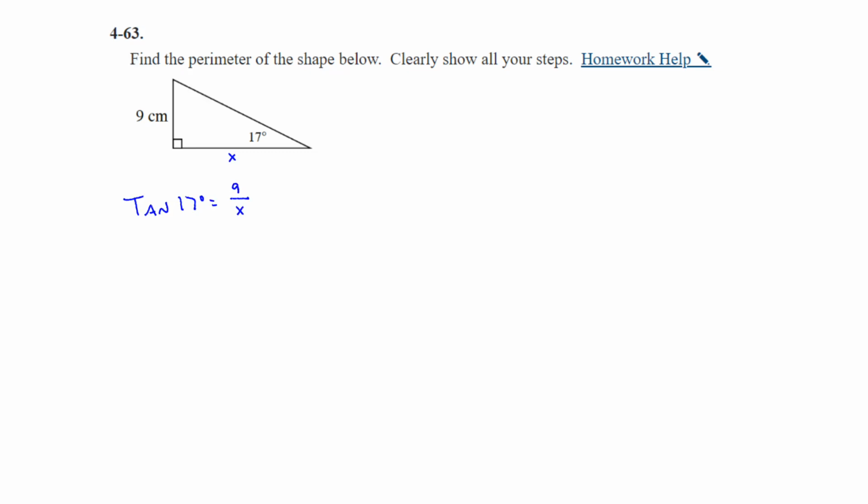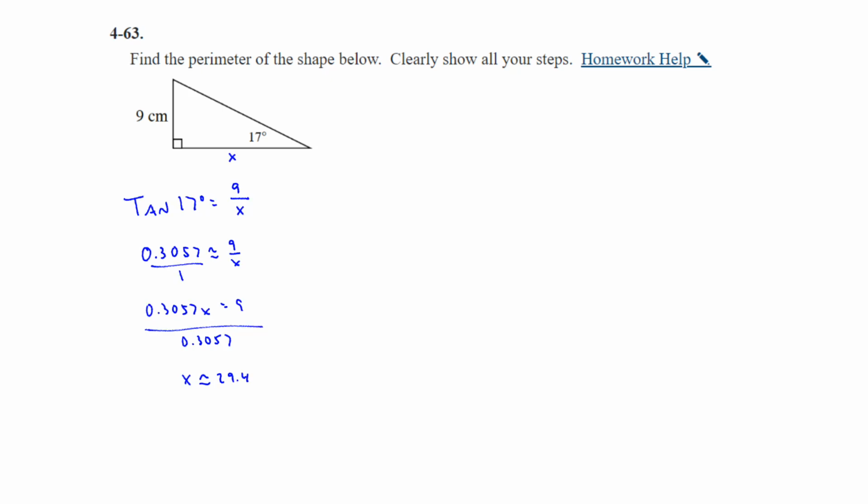So we can solve for the x value, figure out what tangent of 17 degrees is. Make sure your calculator is in degrees. And this is approximately 0.3057. And that's approximately equal to 9 over x. And then we can cross multiply. We'll do 0.3057 times x is equal to 9, and then divide both sides by 0.3057. And so x is approximately 29.44.